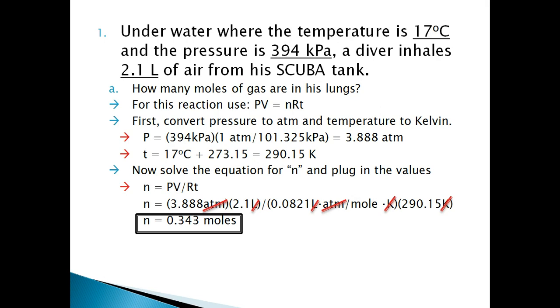First question. In this question, you are asked to solve for the number of moles of gas in a scuba tank. You are given the temperature, the pressure, and the volume. To solve for number of moles, you will simply use PV equals nRT. Before you can plug in pressure and temperature into the equation, you will have to convert pressure into atm and temperature into Kelvin. Once you do so, you can plug in the numbers and you will be left with the number of moles.